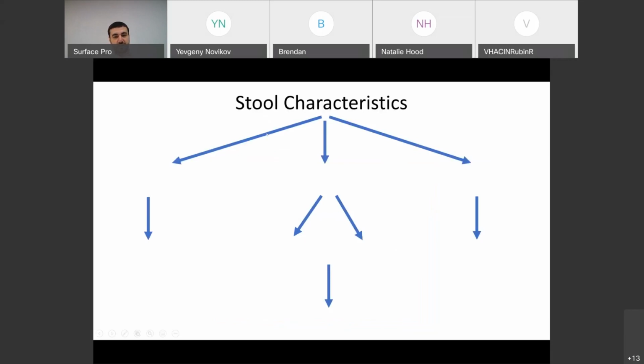So, stool characteristics. You can have fatty stools, watery stools, and inflammatory stools. Fatty meaning steatorrhea. Watery is just watery stools, and inflammatory is stools that have blood and pus in them, and usually associated with pain.